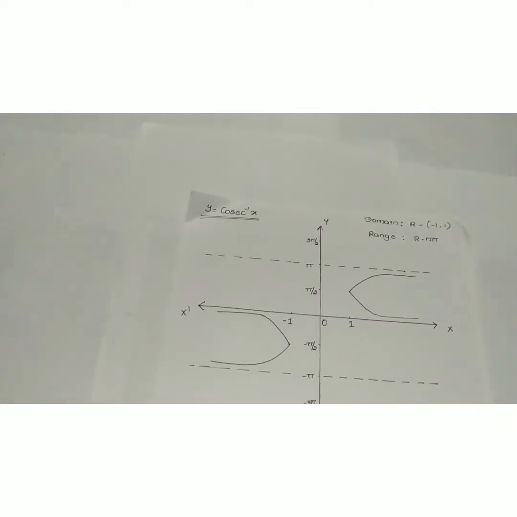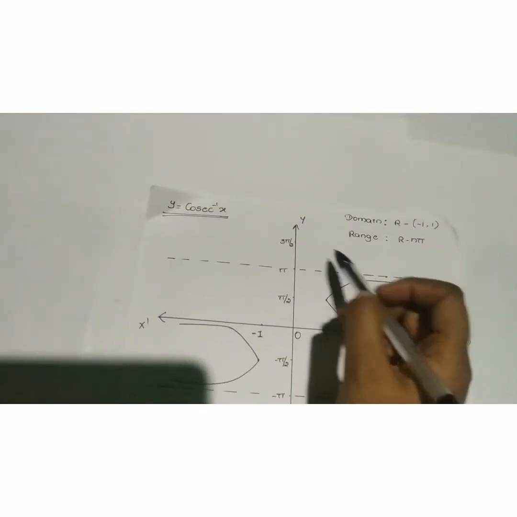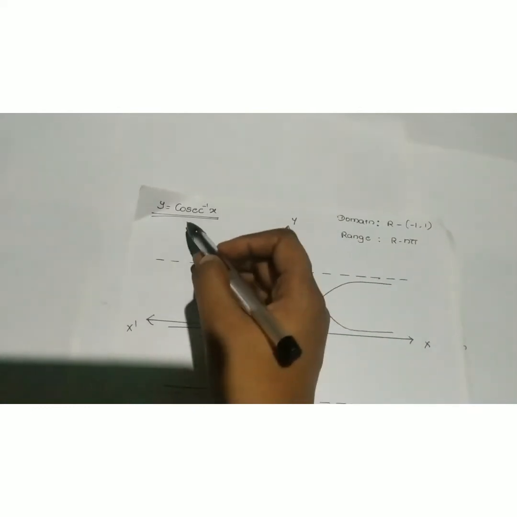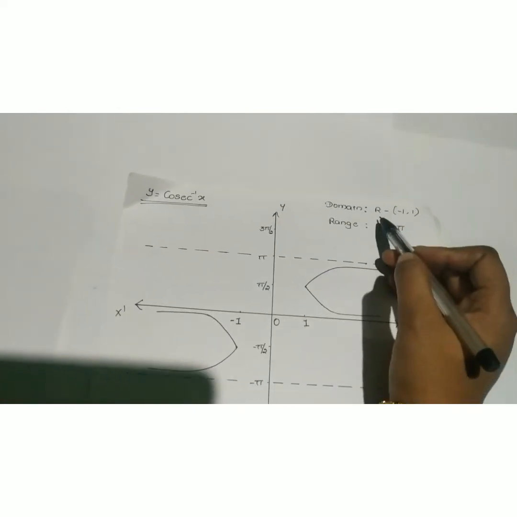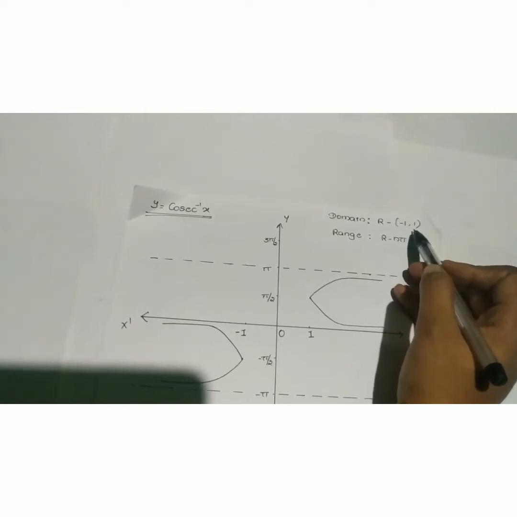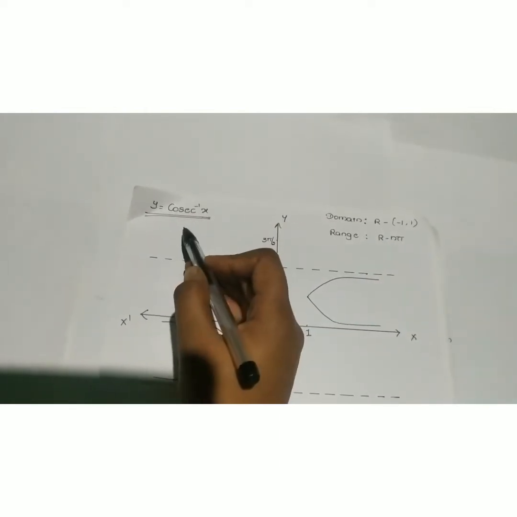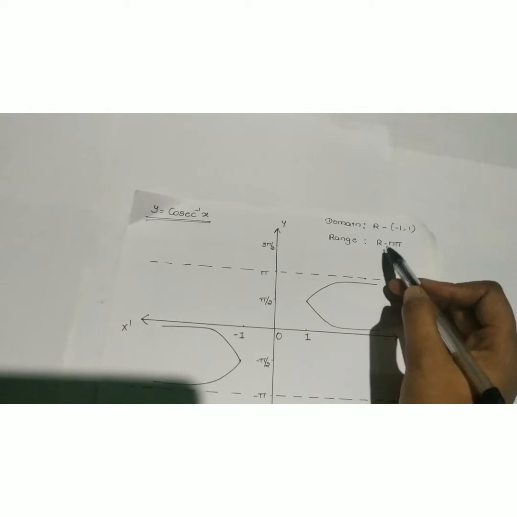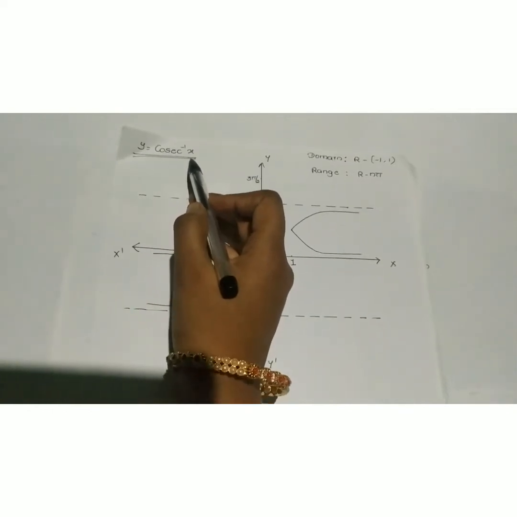And now the inverse of the cosec function. Inverse of the function means interchanging the domain and range of the original function. So here y is equal to cosec inverse x. Domain of the cosec inverse function is all real numbers except the open interval minus 1 to 1, and the range of the cosec inverse function is all real numbers except n pi values. This is the graphical representation of cosec inverse x.